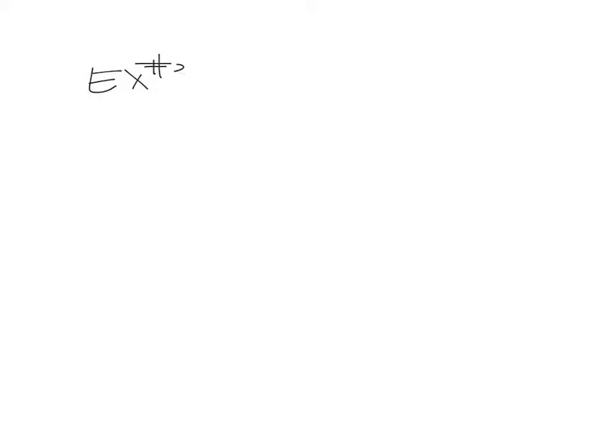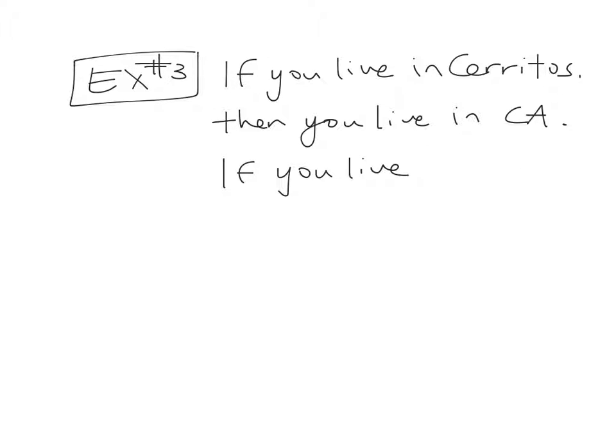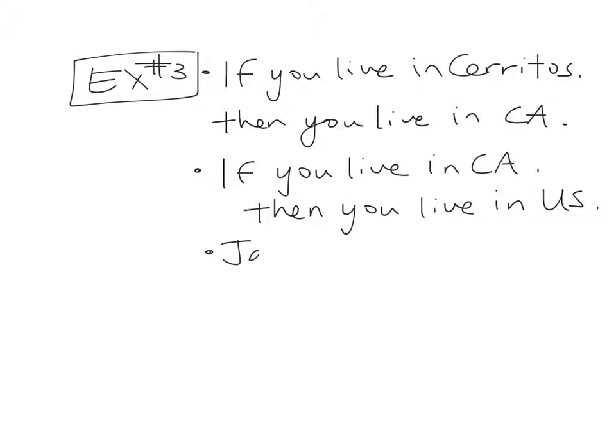So this is example 3. Let's say if you live in Cerritos, then you live in California. We're pretending there is no other Cerritos, by the way. There probably is somewhere, but we're pretending there's not. If you live in California, then you live in the U.S. Okay, so those two statements so far. And then the third statement is James lives in Cerritos. Okay, I want to know, based on those three statements, what conclusion could you make?